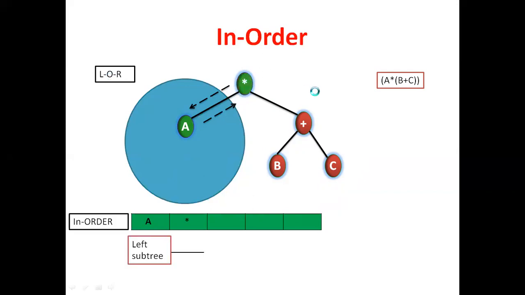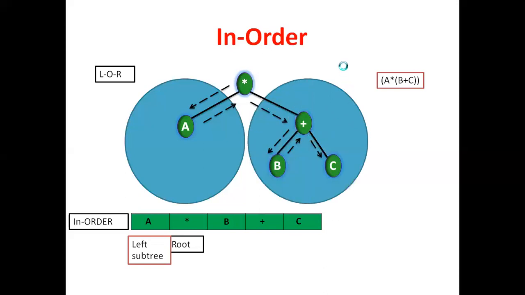So visit the star. Then right. Is there any left for plus? Yes. Is there any left for B? No. Visit that node B. Right. Then root. What is the root of B? Star. So visit the star, sorry, plus. Plus visited. Then right of plus, that is C. C visited. Right subtree also completed. So according to the LOR formula, left part of star, that is A, completed, root, that is star, completed, and right, that is B plus C, completed. Right. This is the way we can represent in order by using binary trees.